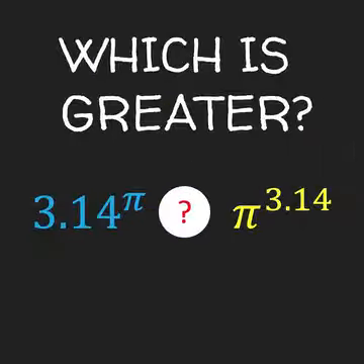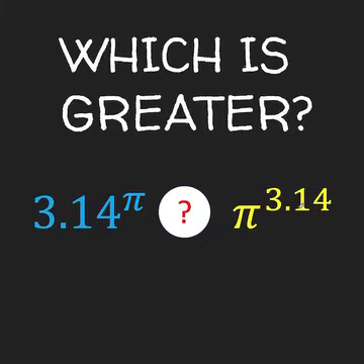We know that the approximate value of pi is 3.14. So these two values, 3.14 and pi, are very close with each other, with pi being slightly larger than 3.14. But if 3.14 is the base and pi is the exponent, compared to pi as the base and 3.14 as the exponent, which one is greater?